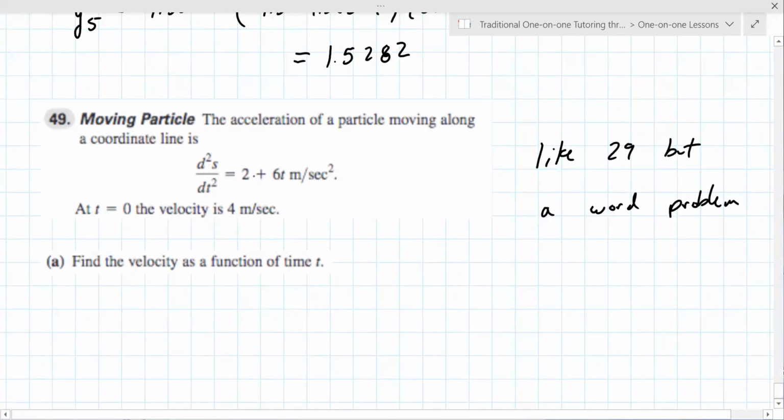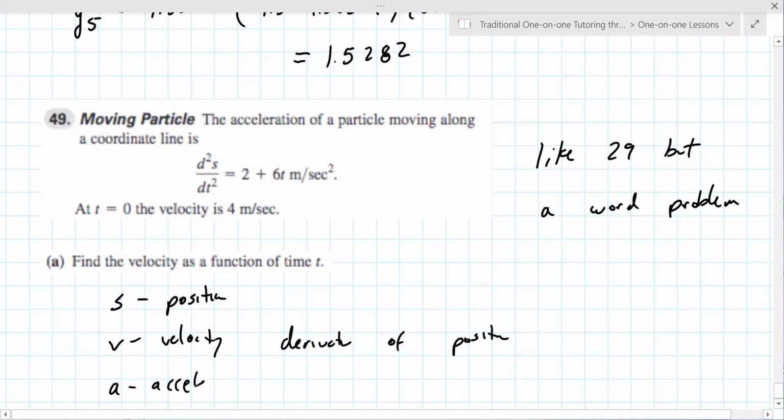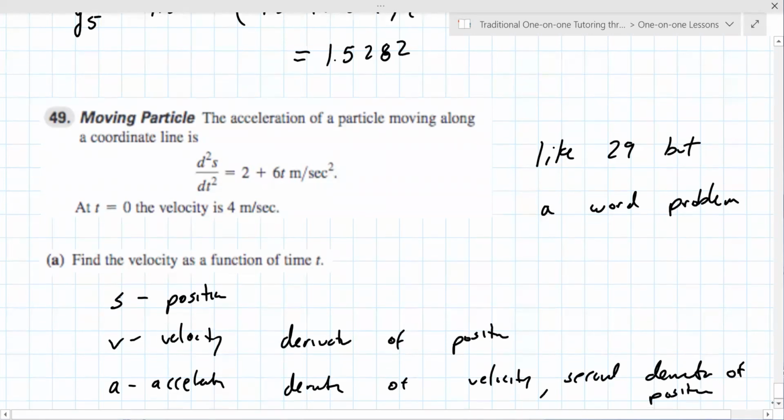Okay. So S, I don't know if you've taken physics, but S is considered the position function, V is velocity, and velocity is the derivative of position. And A is acceleration. And it's two things. It's the derivative of velocity, but it's also the second derivative of position.